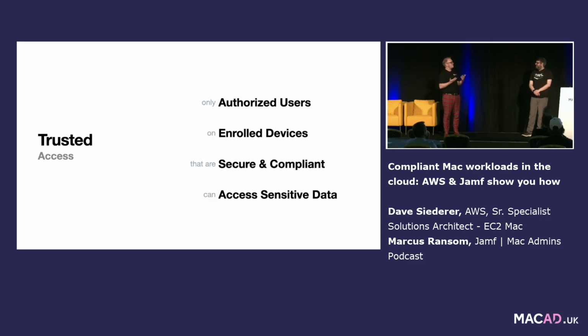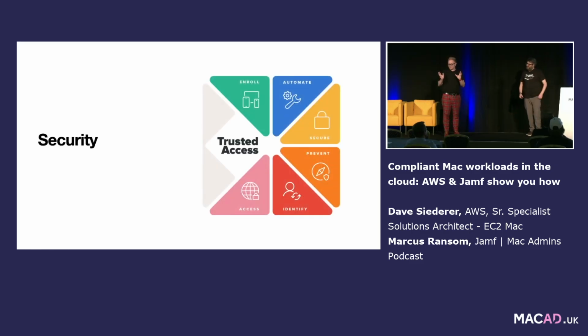So, if we have a look at this diagram that we've got there, we enroll a device so we can get that control. We want to use automation so we don't leave it up to the user to ensure that these machines are set up the way that they want. We've got to make sure that they're secure. We want to make sure that we're preventing any threats. We want to know who's using the device and make sure that it's the right person using the device, and then control what it can access.